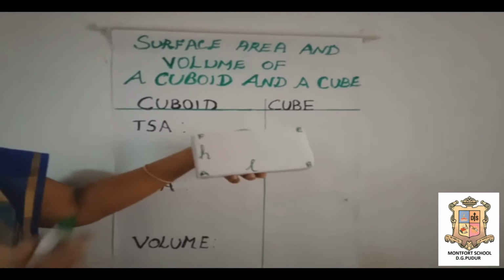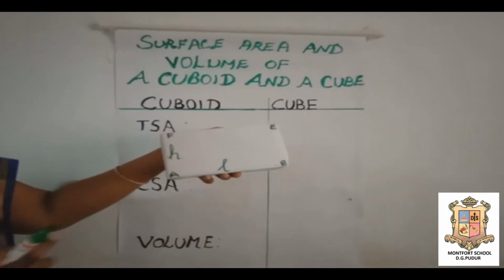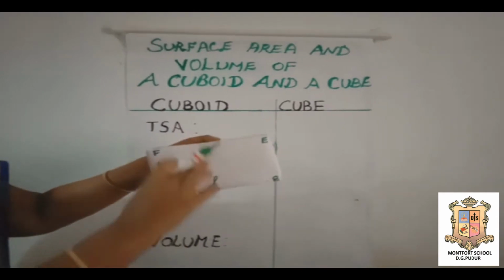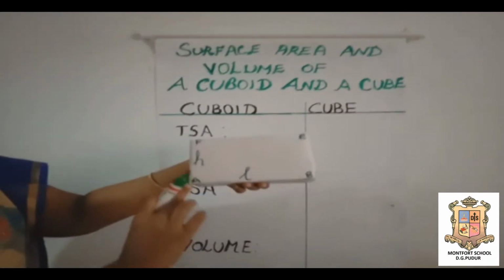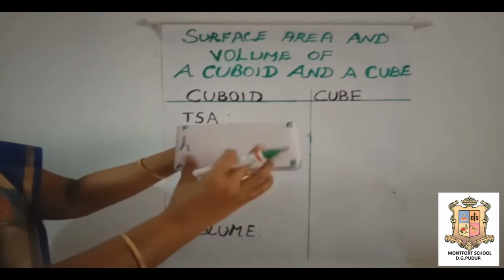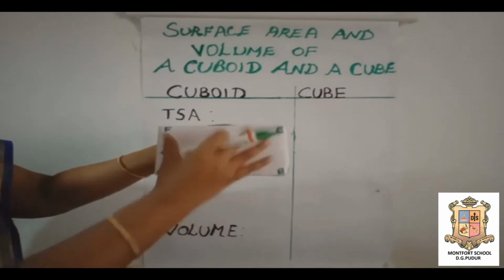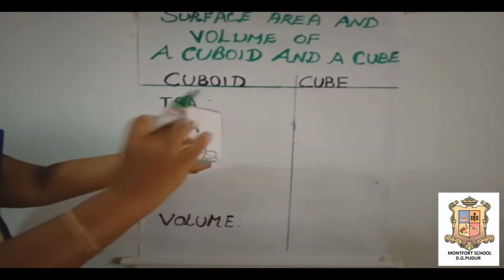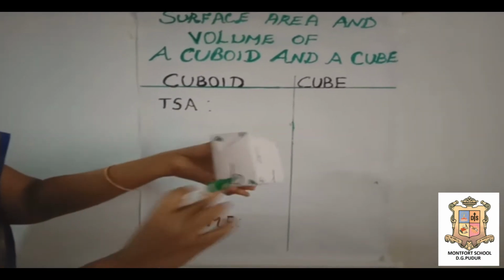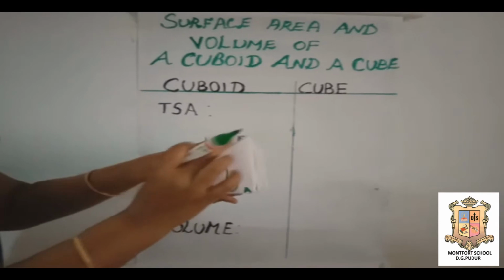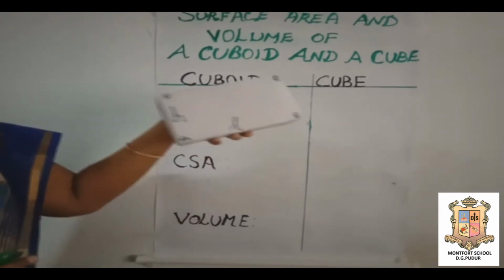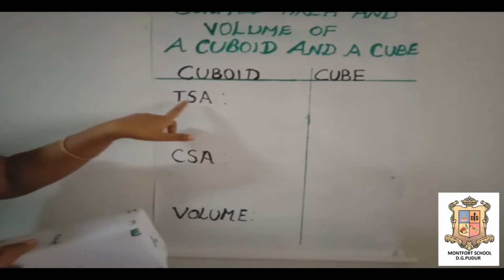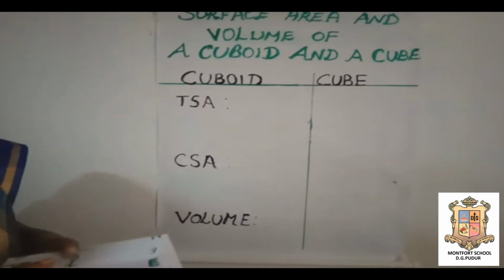We know that the area of a rectangle is length into breadth. Also we know that its opposite sides are equal. So if the length of AB is L, EF is also L. FA is H and EB is also H. And AD is B, GF is also B. With this previous knowledge, let us now find the total surface area of the cuboid.